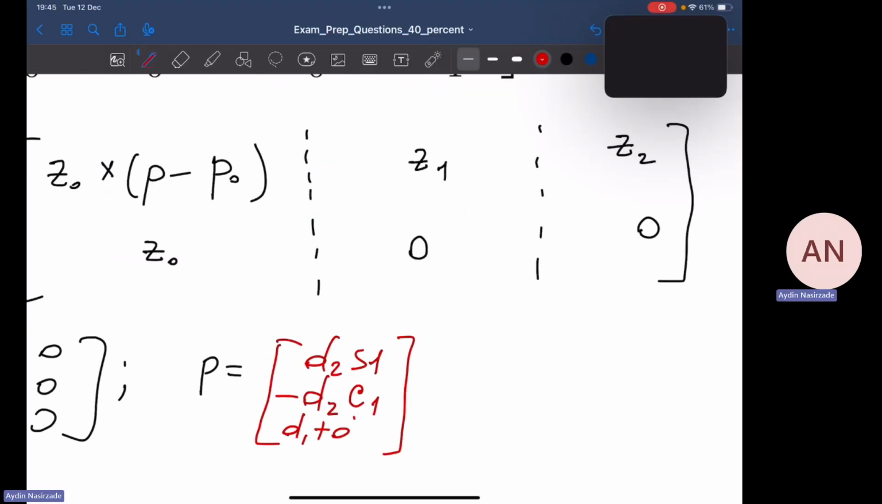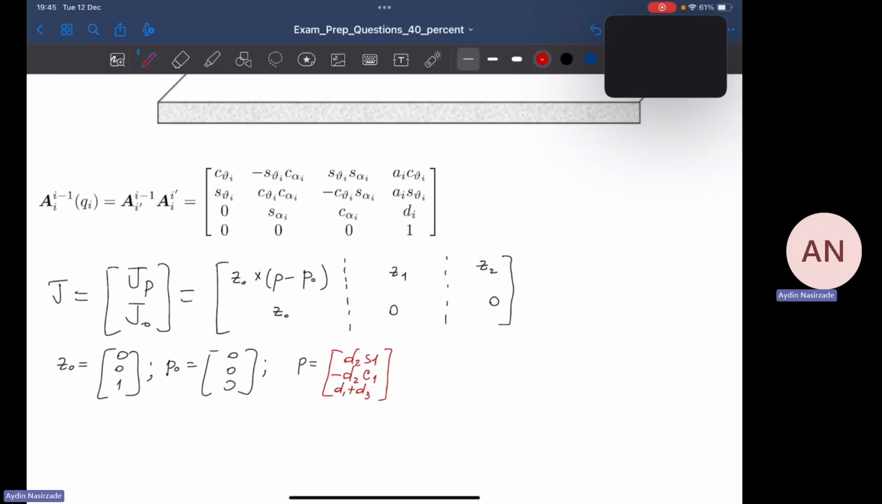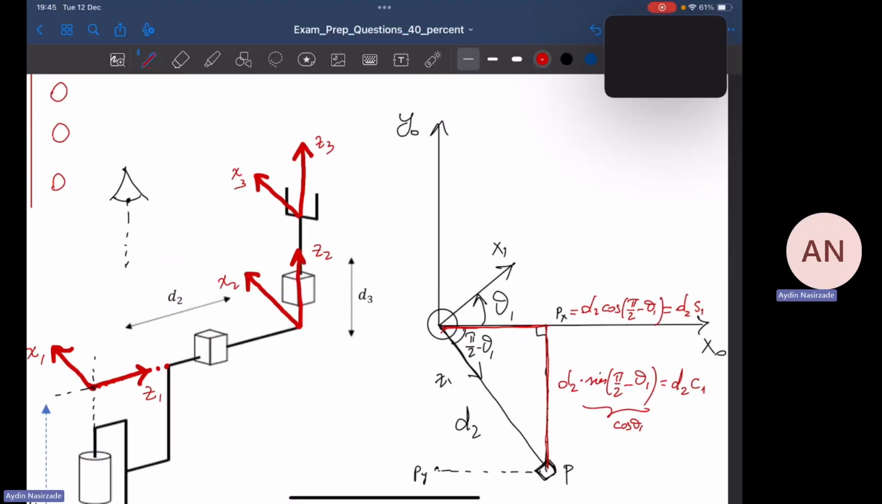d1 plus d3. So P is given as well. What else? Z1. Let's try to find Z1 because we don't know it either. Again, using geometric inspection.